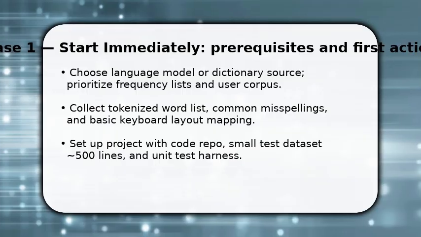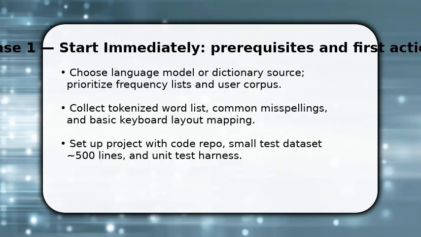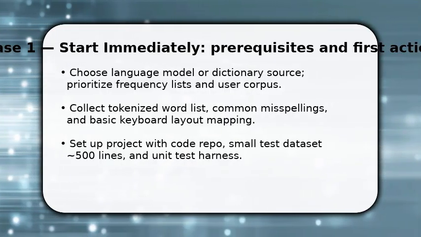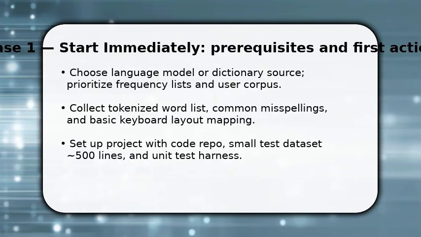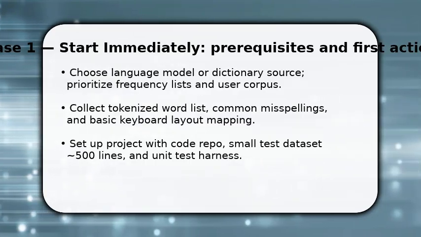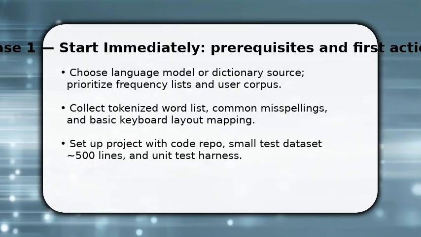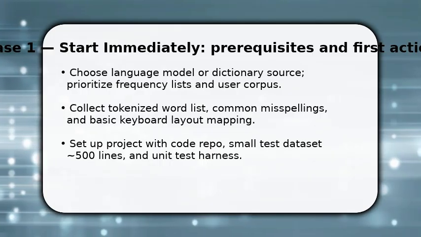Enjoy the video. You begin by grabbing essential data and tools. Do this now. First, pick a language model or curated dictionary so candidates are meaningful, then gather a small user corpus for frequency. Next, map your keyboard layout and common transposition errors. This quickly informs weighting. Create a code repo and a unit test harness to run repeatable checks.